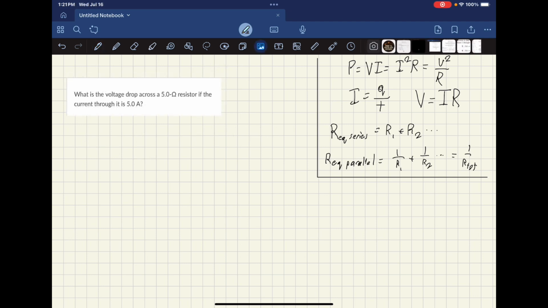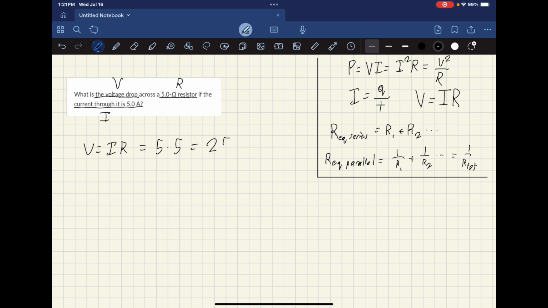Our next question asks, what is the voltage drop across a 5 ohm resistor? So that's our R. If the current through it is 5 amps, so that's our I. It wants the voltage drop, which is V, so this is just Ohm's law, V equals IR, that's up in the top right. So this is 5 times 5, which is just 25 volts.